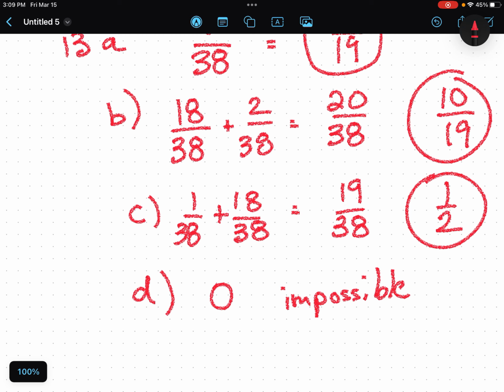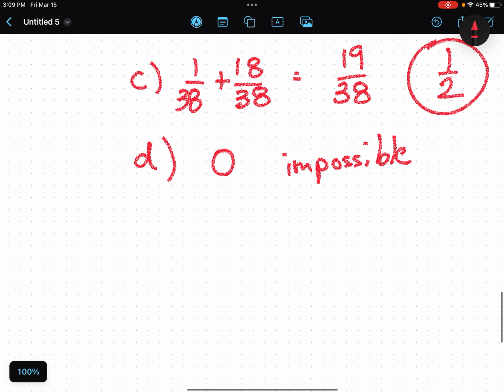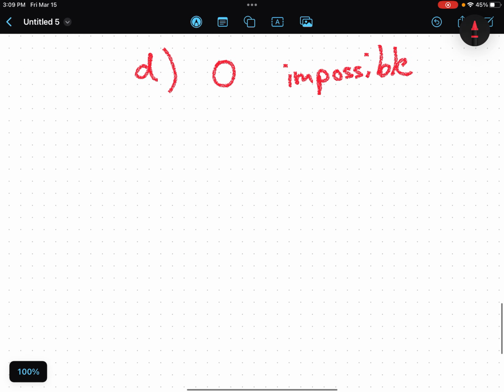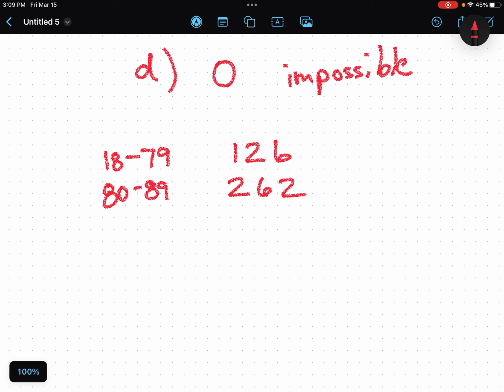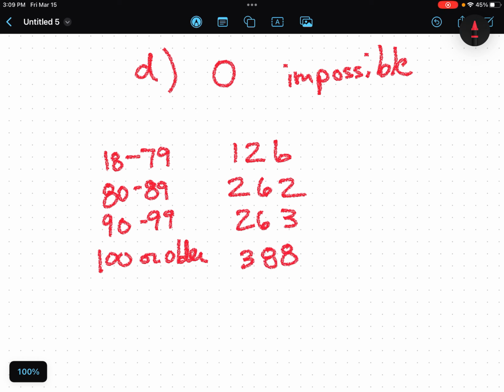15. A poll is conducted by the Genworth Financial. A random sample of adults asks, what age would you like to live to? Construct a probability model. So you have ages 18 to 79, 126. Then 80 to 89, 262. 90 to 99, 263. 100 or older, and it gives you 388.